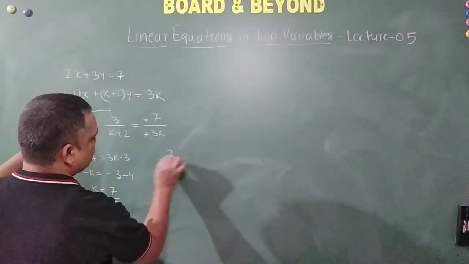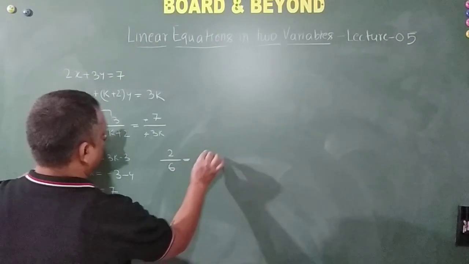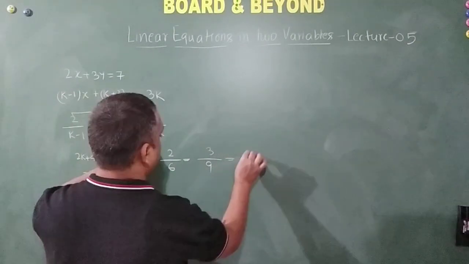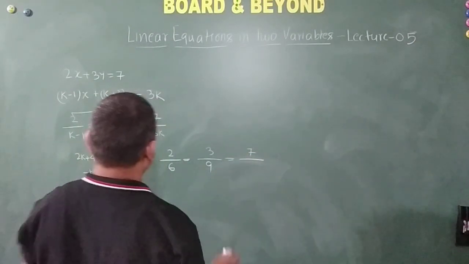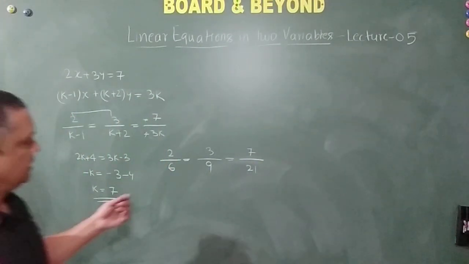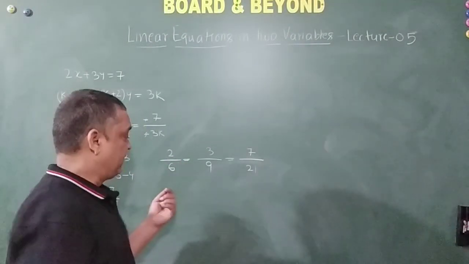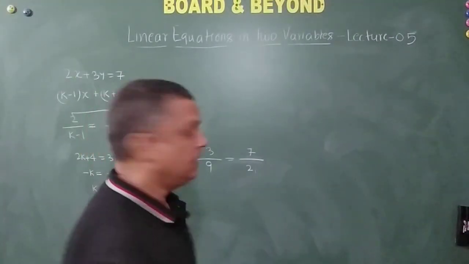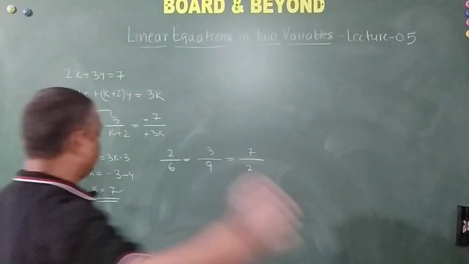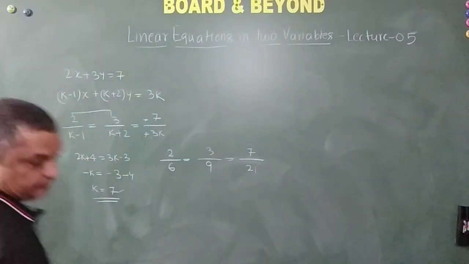Okay, so this becomes 2 by (k minus 1), that is equal to 6, 3 by (k plus 2), that is equal to 9, is equal to 7 by 3k. 3k is nothing but 21. What do we observe, my friend? This is equal to 1 by 3, 1 by 3, 1 by 3, yes. So the value of all the fractions is equal to 1 by 3. So for k is equal to 7, this system of linear equations will have infinitely many solutions, right? Yes. So that was it all about. Okay, friends.